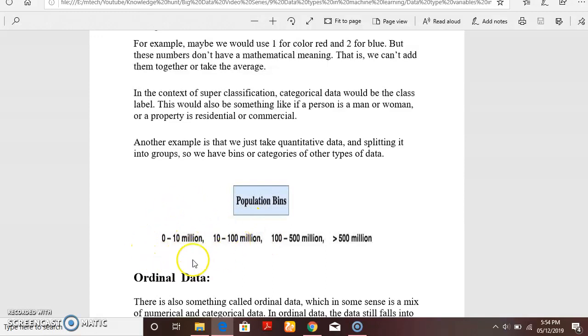So they are showing some specific category, though they are represented by numbers, but they are not exactly the numbers. Like it is not showing that 10 million. If it is only 10 million, then it is numerical data, but it is in the range of 0 to 10. Okay, so it is denoting a specific category.